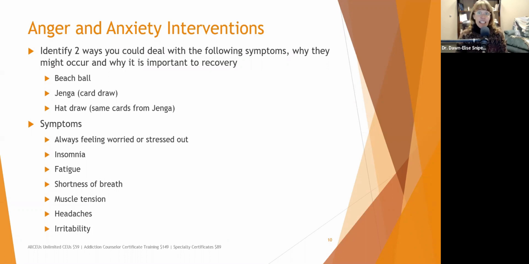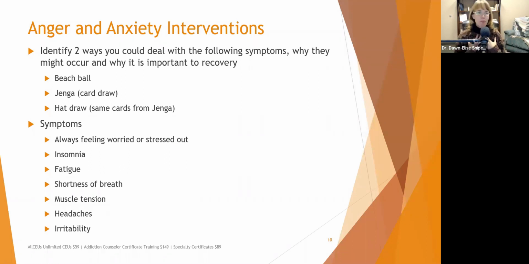Another activity: identify 2 ways you could deal with the following symptoms, and we'll get to those in a minute, why they might occur, and why it's important to your recovery. Now that's a lot, so I usually write that on the board. 2 ways to deal with it, why the symptom might occur, and why it's important to deal with that symptom in recovery. And there are multiple ways to do it.